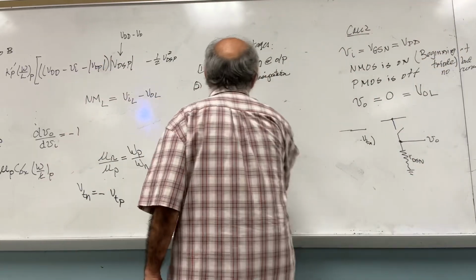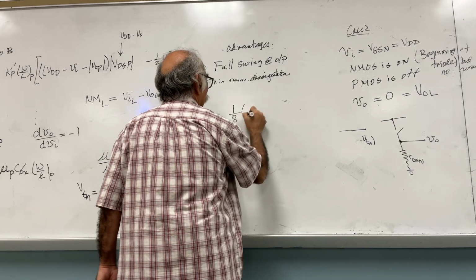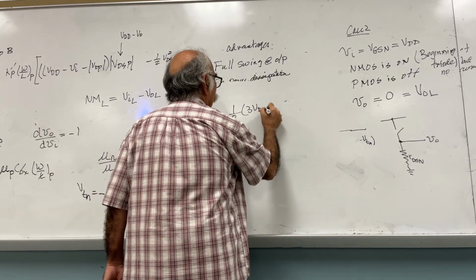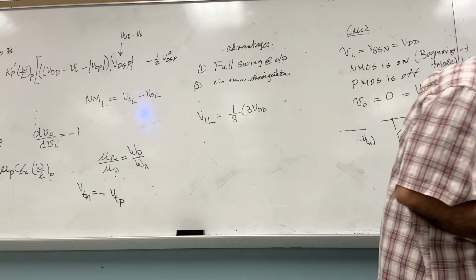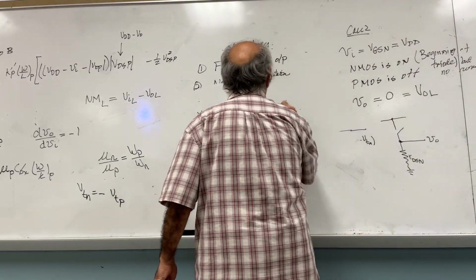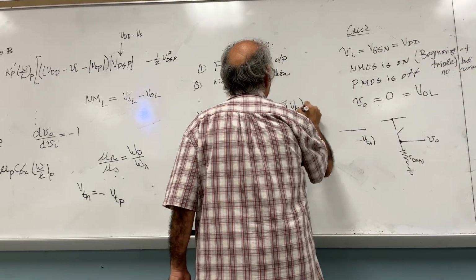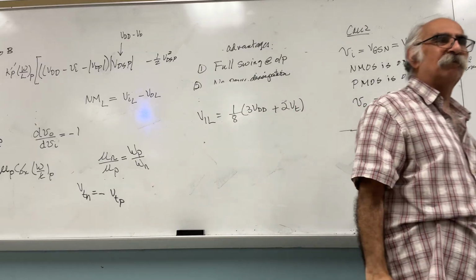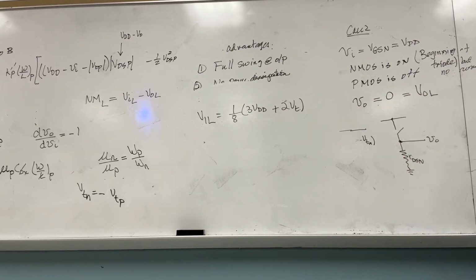One eight. 3 VDD plus 2 VT. Notice, by the way, I removed the subscript for the VT because they are equal. Did you get it or not? I assume they are equal. VTN and VTP are equal. Clear so far? Good. I want you to see this result and go back to here.